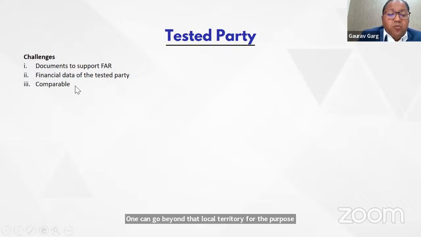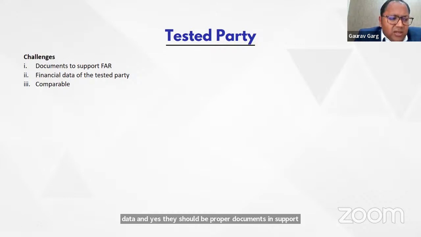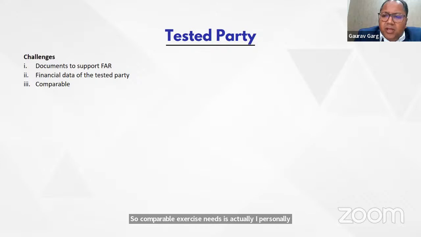So that is actually the next point. We have already discussed the financial data, and now we are on comparable data. We have seen that there should be proper documents in support of FAR, proper documents in support of financial data, and yes, proper documents in support of comparables. The comparable exercise, I personally feel, is very important because the entire conclusion is dependent upon the comparables, and you arrive at comparables after understanding a FAR.